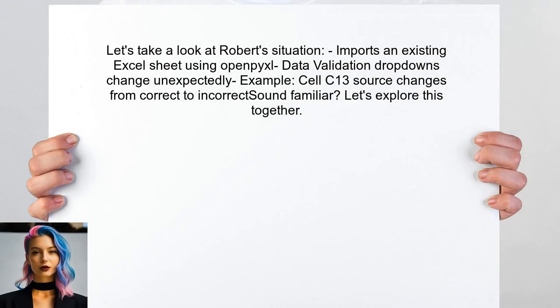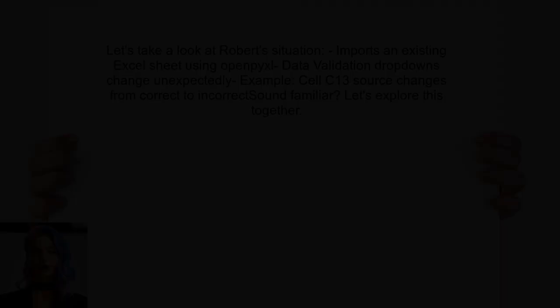Let's take a look at Robert's situation. He mentioned that when he imports an existing Excel sheet using openpyxl and saves it, the data validation dropdowns change unexpectedly. For example, the source for cell C13 changes from a correct range to an incorrect one. Sound familiar? Let's explore this together.